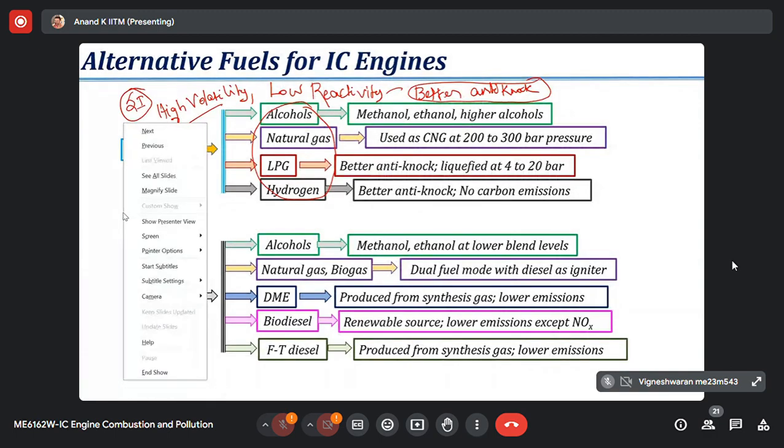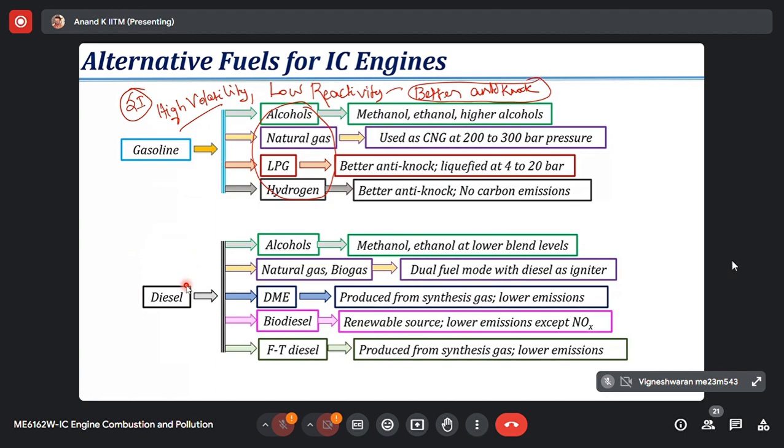Now let us look at the options we have for diesel, for CI engine application. For CI engine application, you have these different fuels. What is the criterion we need to have for CI engine application? The fundamental fuel criterion: it should be highly reactive and less volatile.